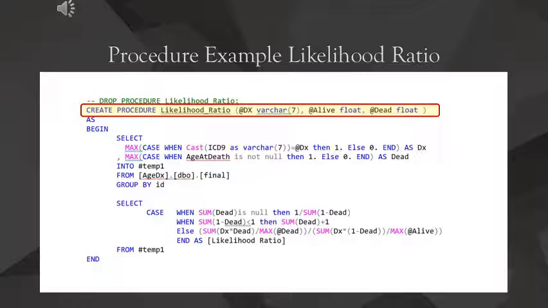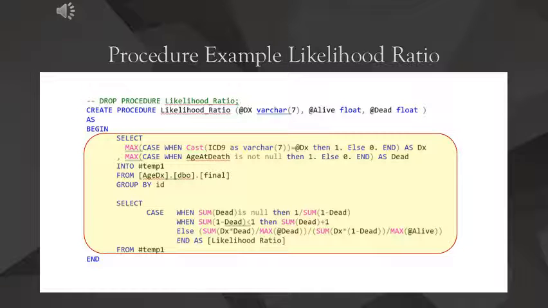This is a procedure example to calculate the likelihood ratio associated with a specific diagnosis. The line circled creates the procedure named likelihood ratio with the three parameters of diagnosis, alive, and dead, and the data types of variable character, float, and float respectively.